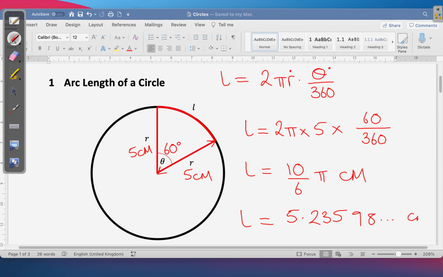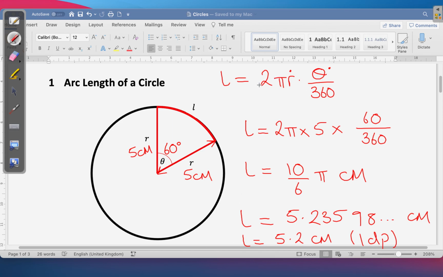5.23598 ... centimetres. Okay, so let's say for example we were asked to give this to one decimal place, we would round it to 5.2 centimetres. Okay, and then always specify what degree of accuracy you've given your answer to, so 1 decimal place. Okay, so that's how you find the arc length.